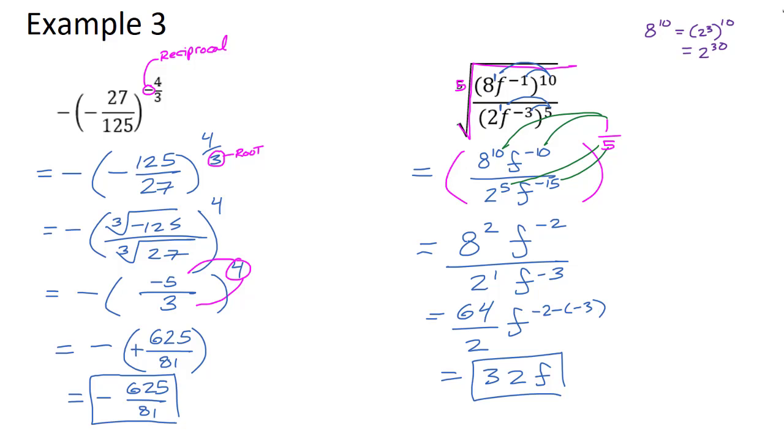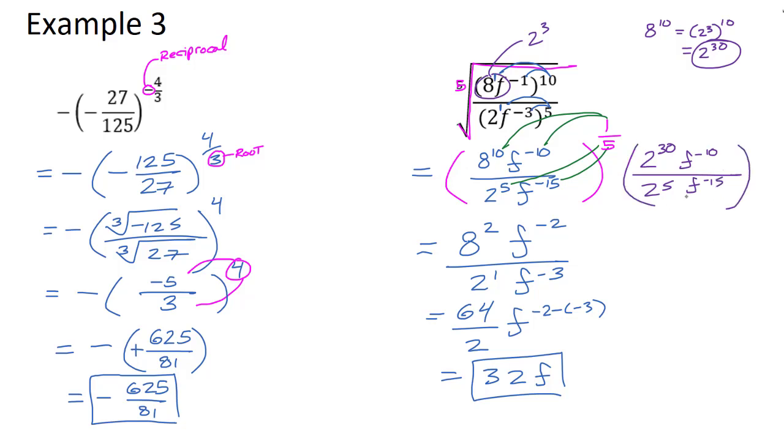Now, like I was saying earlier, for those of you who are being a little clever and you think, hey, I could have rewritten this 8. You could have done it right at the start and rewritten 8 as 2 to the 3, right? What would it look like if we did it that way, right? I'd have 2 to the 30 divided by 2 to the 5, f to the negative 10 divided by f to the negative 15.